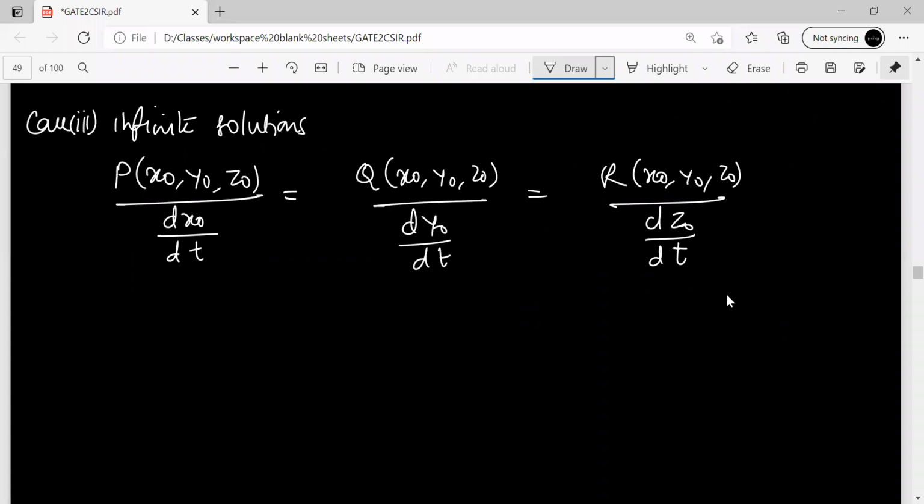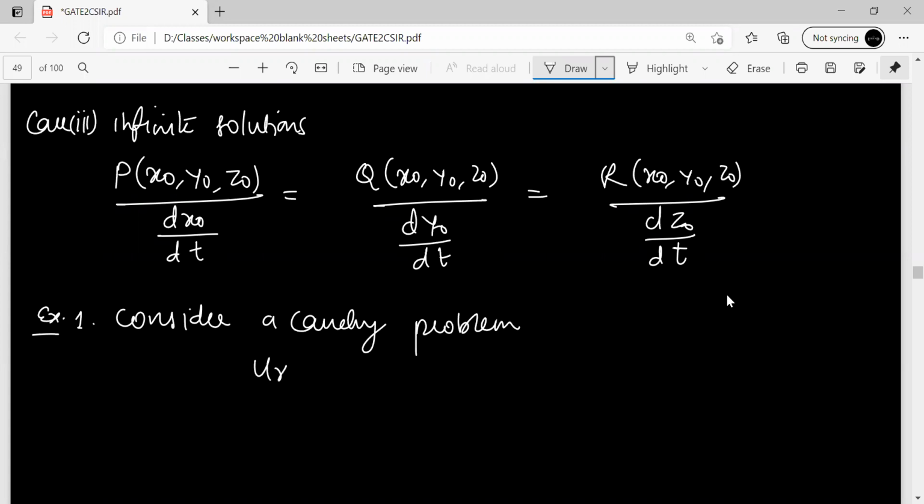So we will now consider a problem to understand this. Let's take example one. Let's say you got a Cauchy problem.